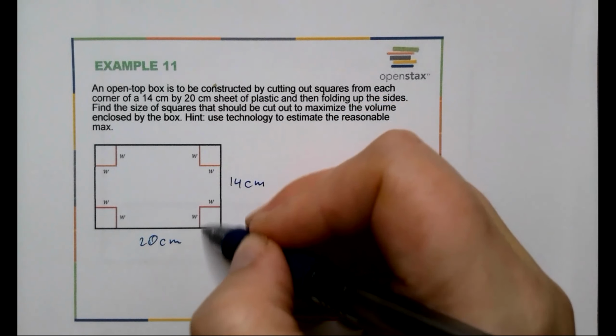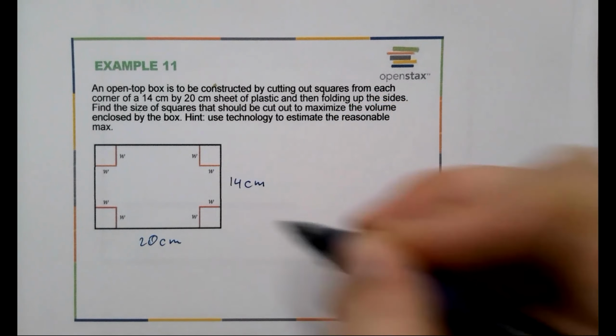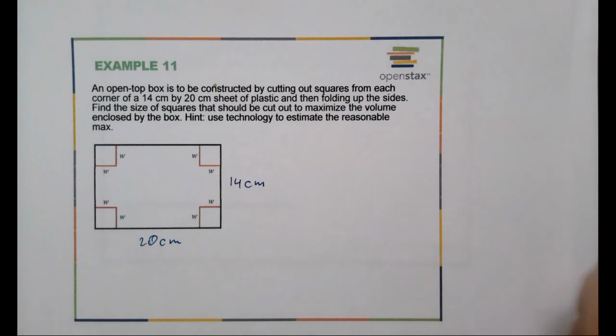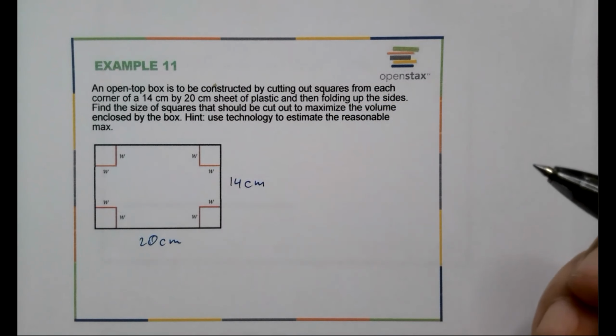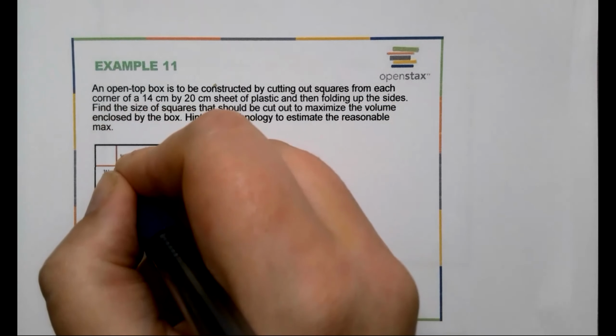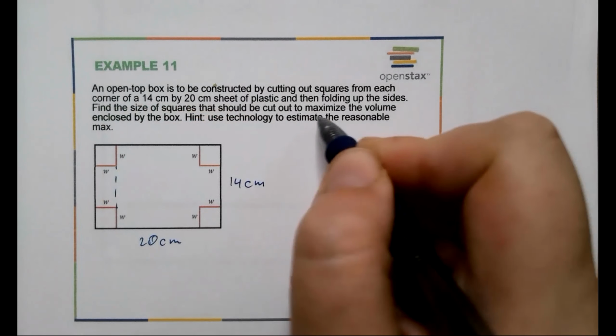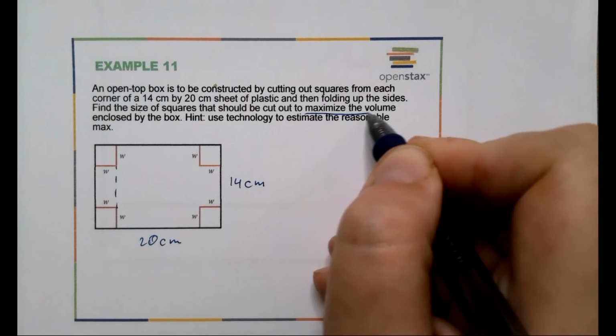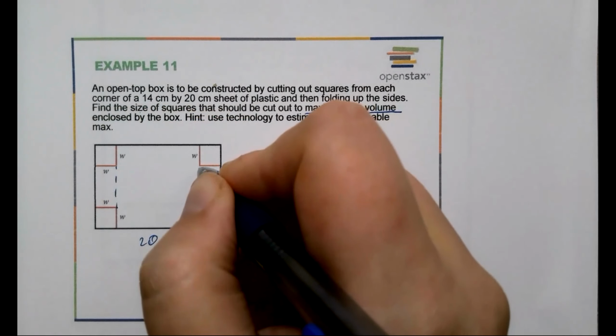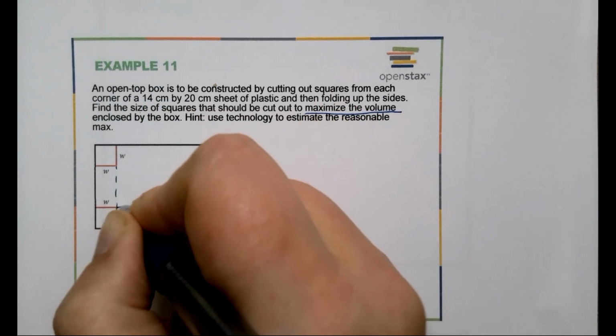The squares are actually labeled for us. They're w's. Okay, so the box. Remember, they're asking us to maximize the volume of the box. So how do we calculate the volume?